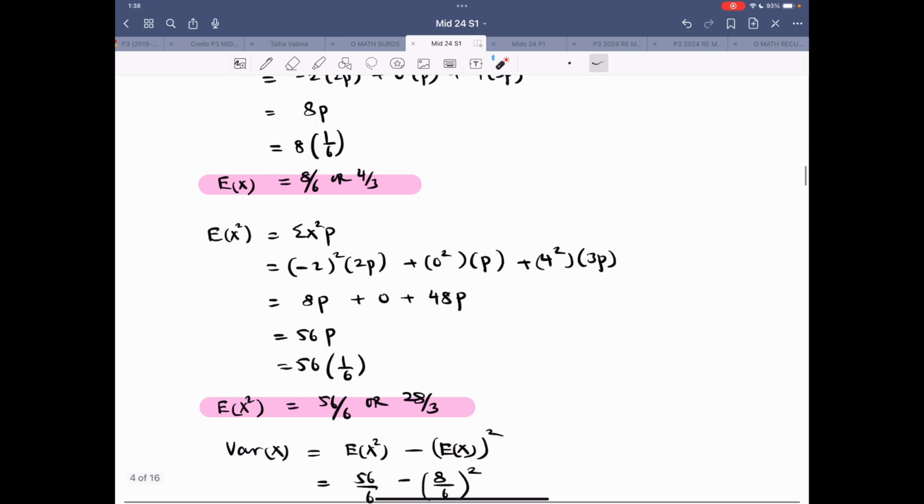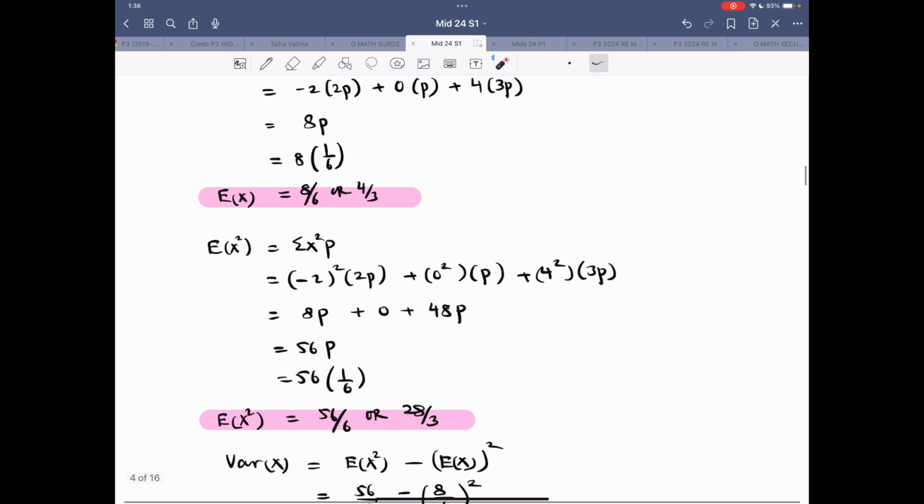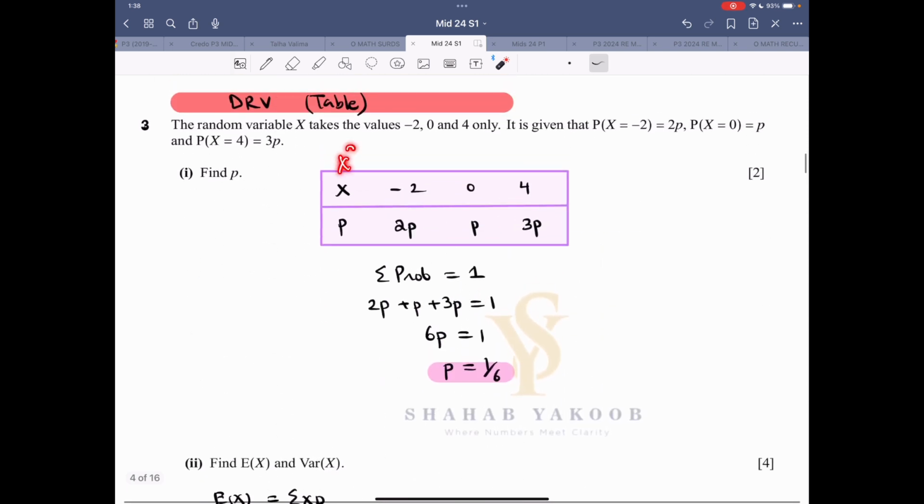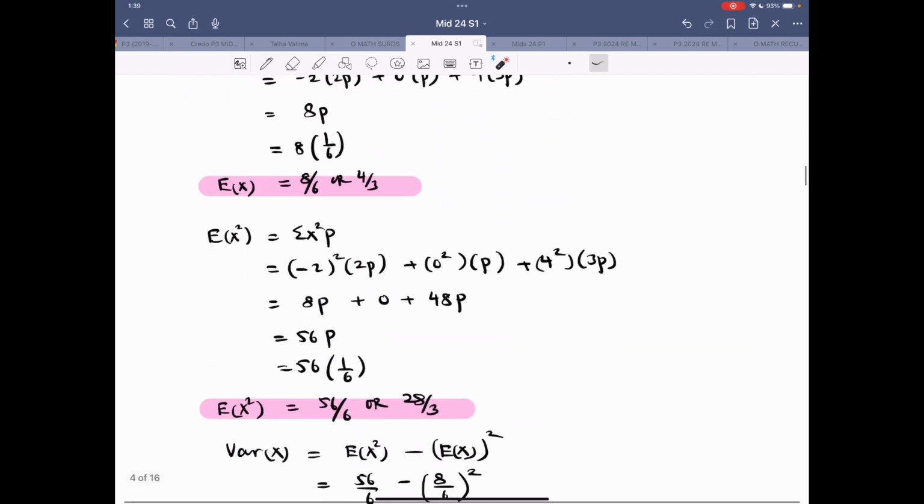The next thing is variance. For variance, I need to calculate expectation of x square. So a column over here, x square, that is 4, 0, and 16. Or if you don't want to draw a column or a row, sigma x square p, just write the value of x, square it, value of x, square it, value of x, square it, and then multiply it with the corresponding probability. This comes out to be 56p, 56 into 1/6, that's 56/6 or 28/3. Again, leave the answer in fractions.